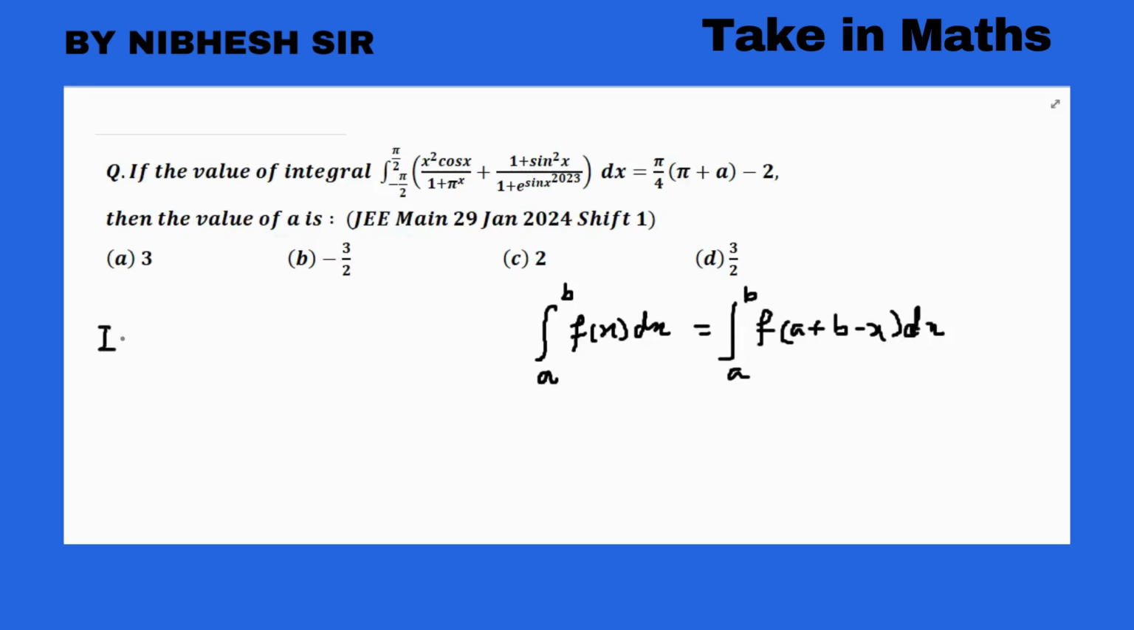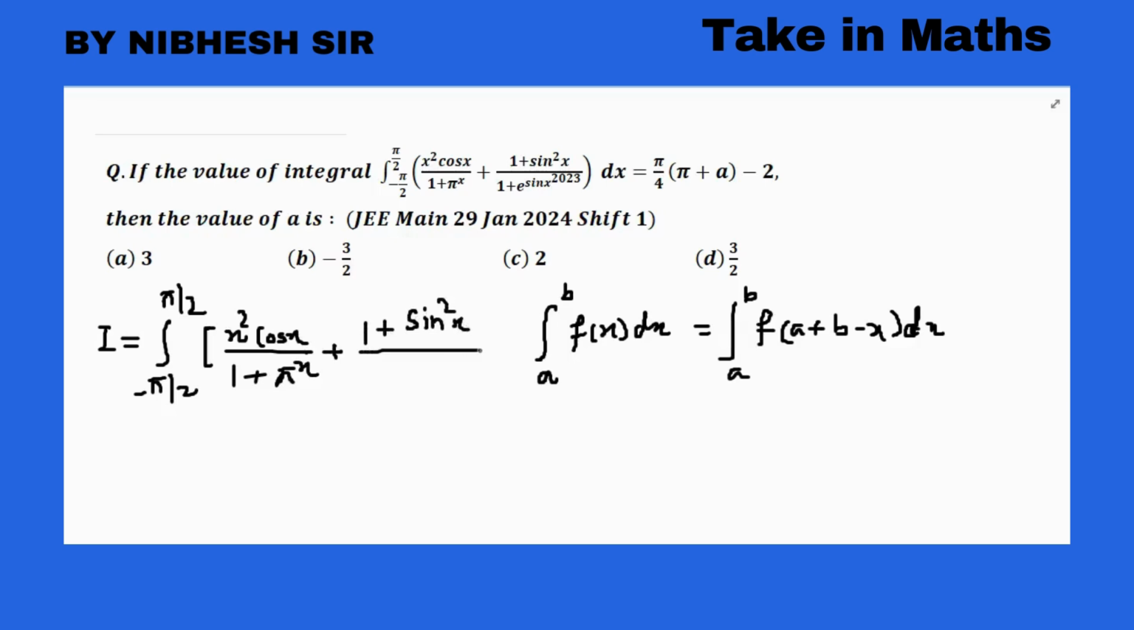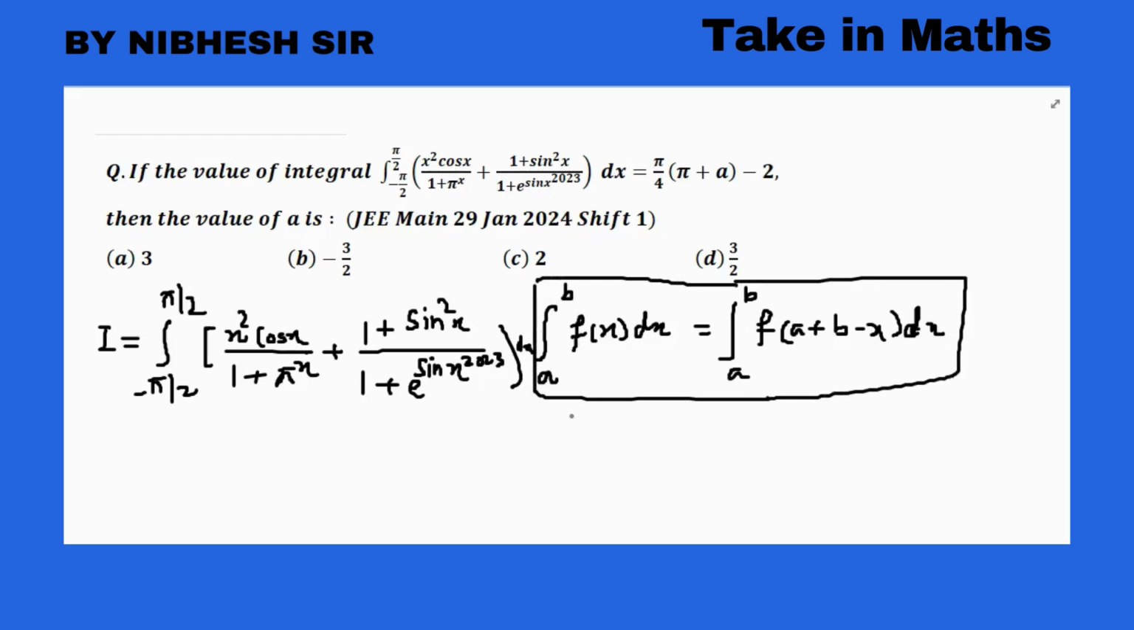The integration we have here is from minus pi by 2 to pi by 2, and we have to integrate x square cos x divided by 1 plus pi to the power x, and then plus 1 plus sin square x whole divided by 1 plus e to the power sin x, and this x to the power 2023 dx. Okay, and we will use this property first. Let this be I.